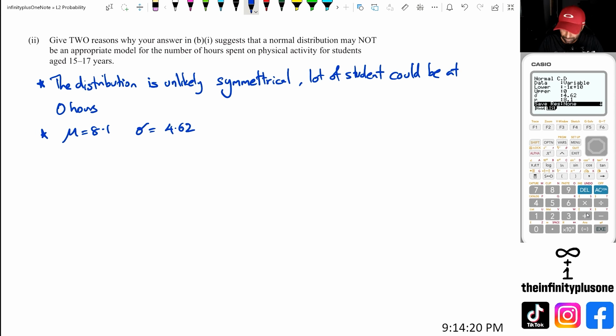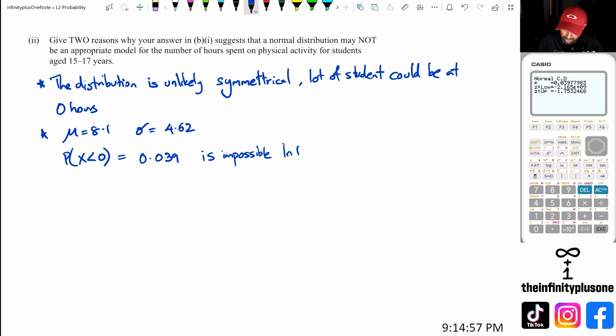What I've tried to find here is the probability of less than 0. If you think about it, a probability of less than 0 is not possible because you can't have people doing negative time with their activities. But according to this distribution, 0.39% of people, so it's basically 3.9%, are doing less than 0, which doesn't make sense. So you can say it's impossible in this context. So that's a second reason that you can give: it's impossible in this context.